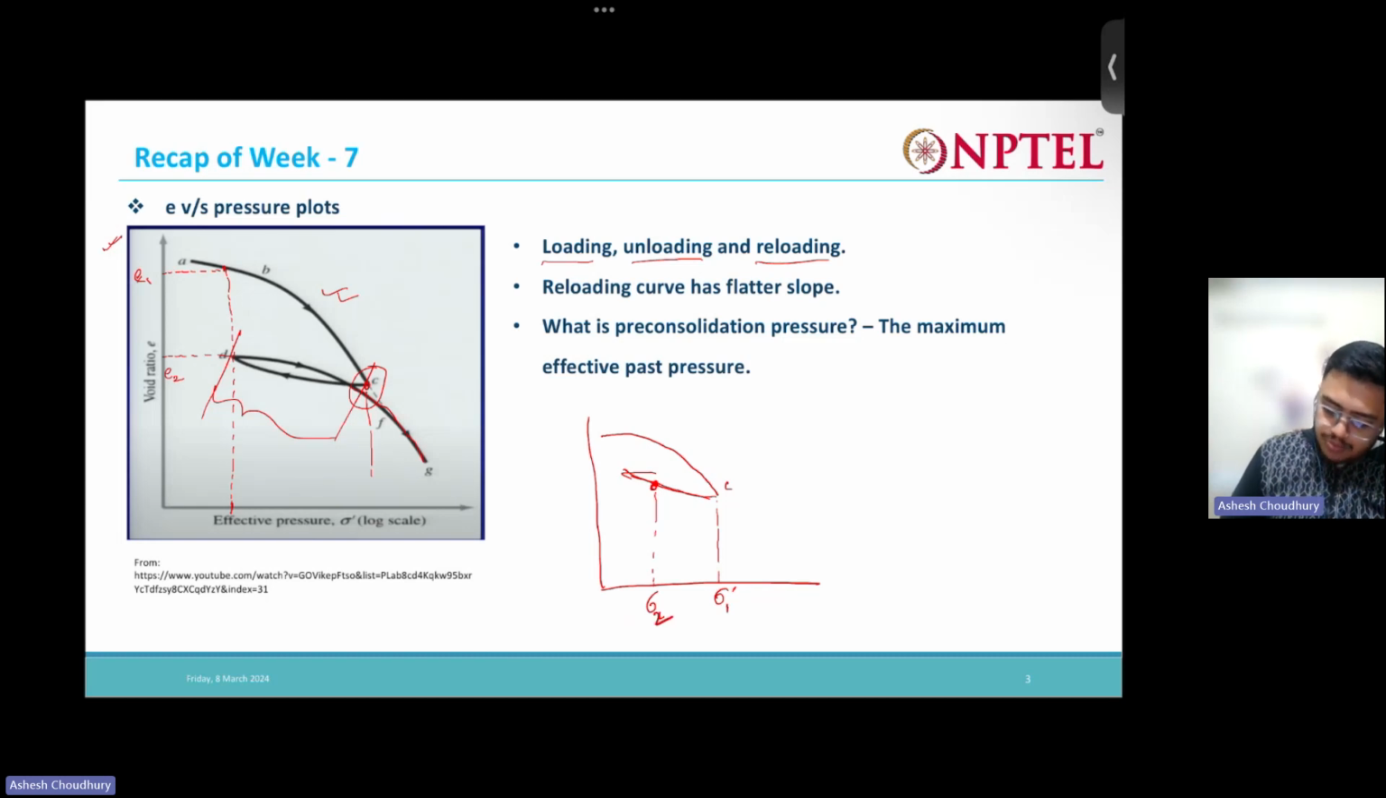So now at this point, we can say the soil is over consolidated, because what is the maximum amount of stress the soil has encountered in its lifetime? That is this. But now the stress is this. So at all these points, the soil is over consolidated. So what is pre-consolidation pressure? Pre-consolidation pressure is nothing but the maximum effective pressure the soil has had in the past.